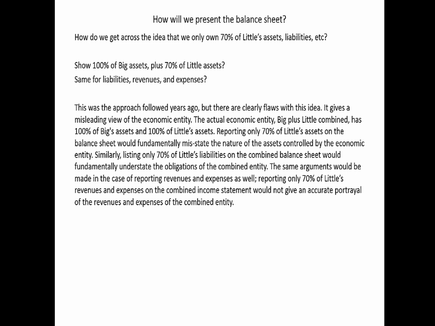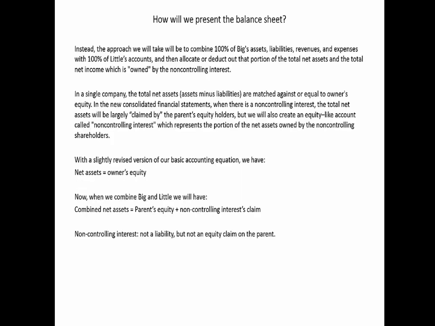Reporting only 70% of Little's revenues and expenses on the combined income statement would not give an accurate portrayal of the total revenues and expenses, the earnings power of the combined entity which we're reporting. What we're going to do instead is we're going to go ahead and combine 100% of Big's assets, liabilities, revenues, and expenses with 100% of Little's accounts, and then allocate or deduct out that portion of the total net assets and the total net income which is owned by or claimable by or attributable to the non-controlling interest.